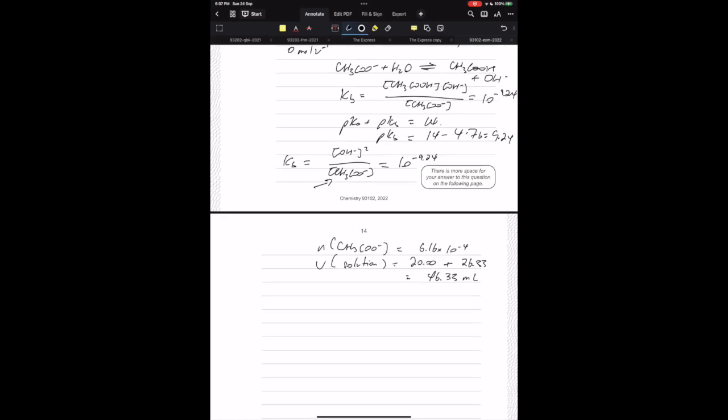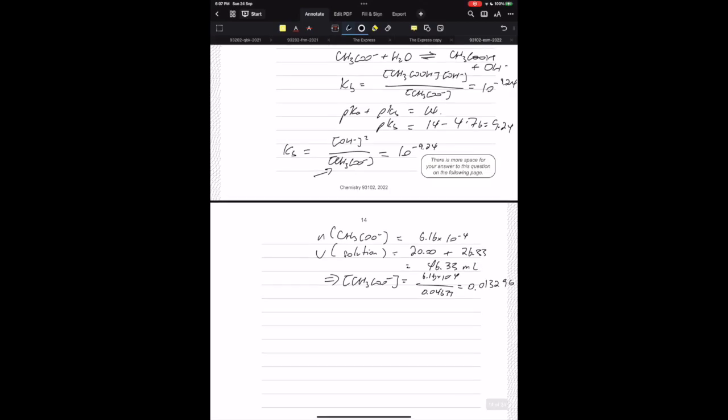And so the concentration of ethanoate is 6.16 times 10 to the negative 4 divided by 0.04633, because again, convert mils to liters, divided by 1,000. Sorry, let me just fix that. 6.16 times 10 to the negative 4 divided by 0.04633. And that gives us a concentration of 0.013296 moles per liter.